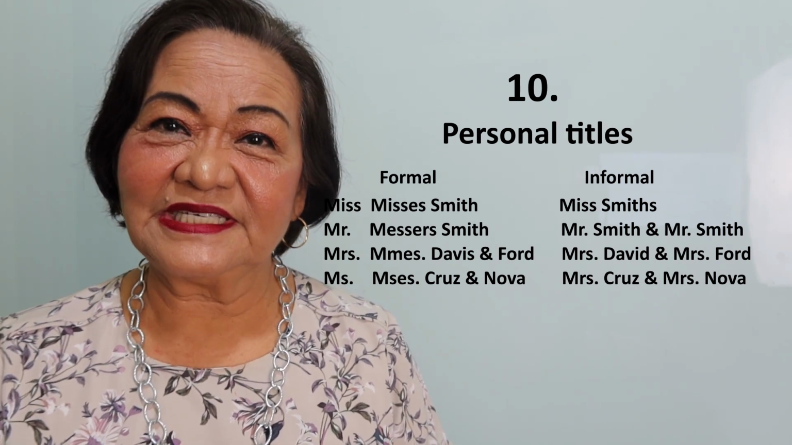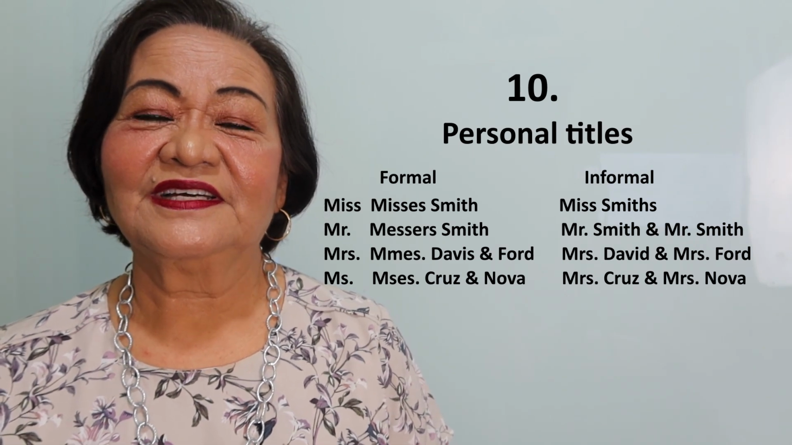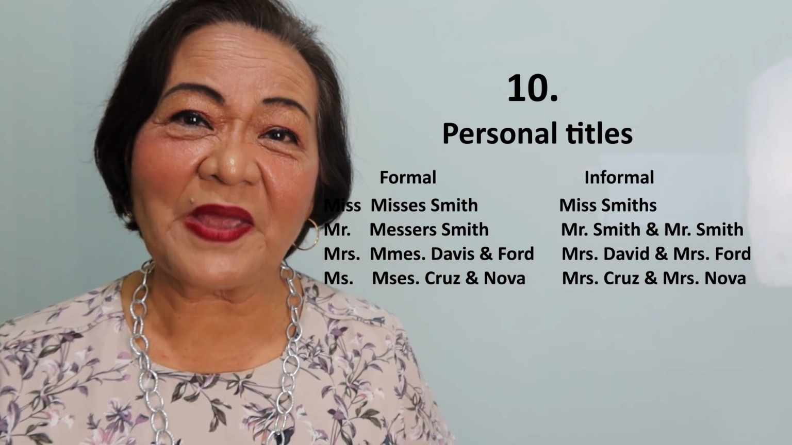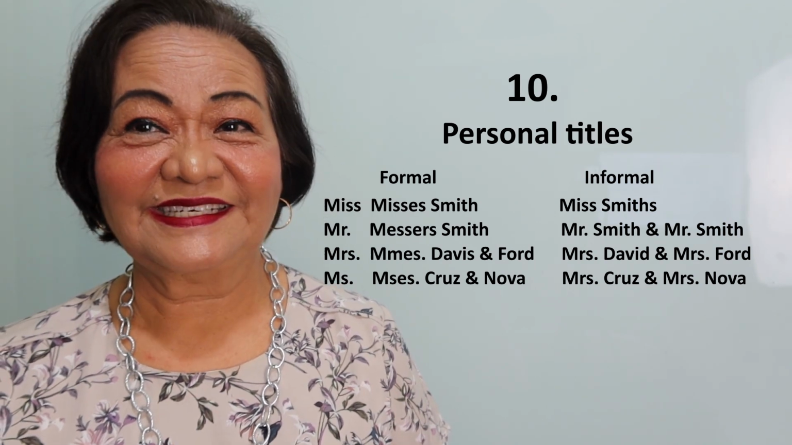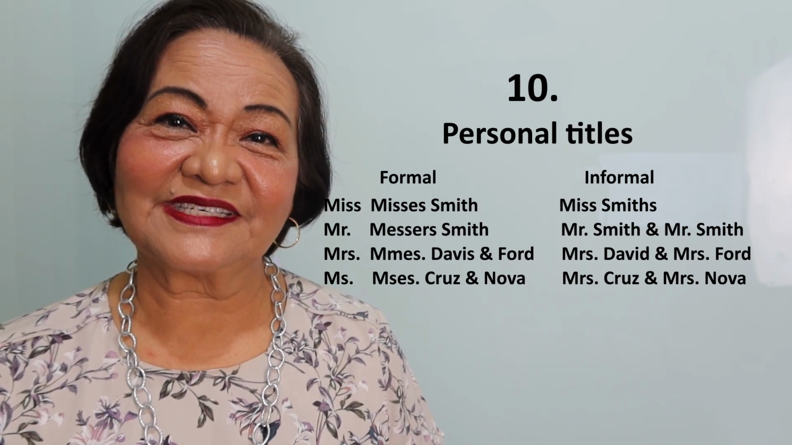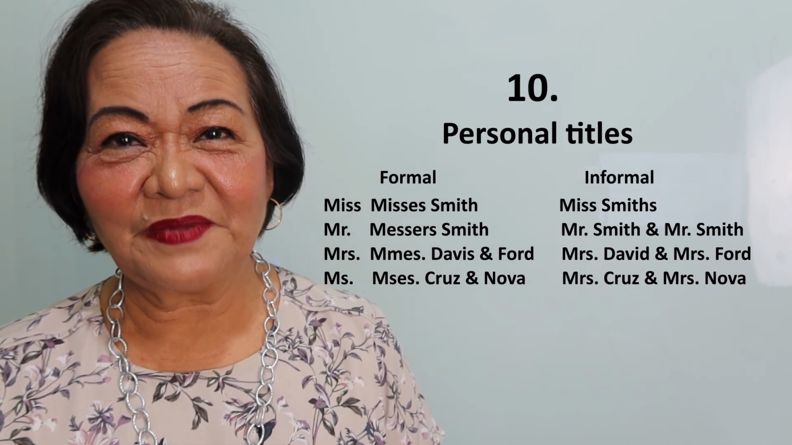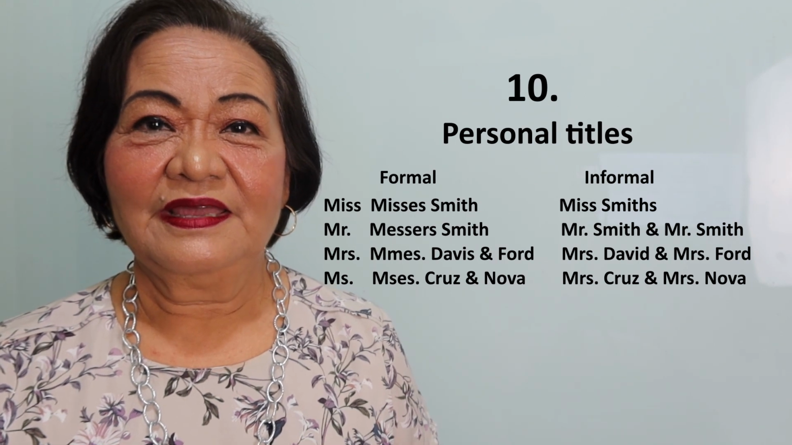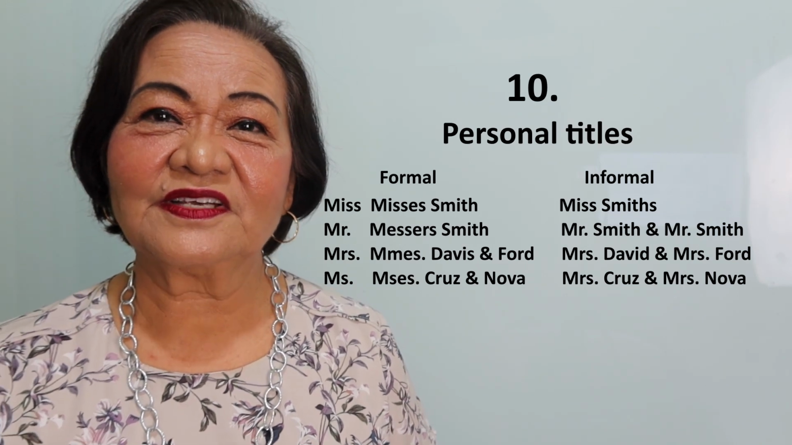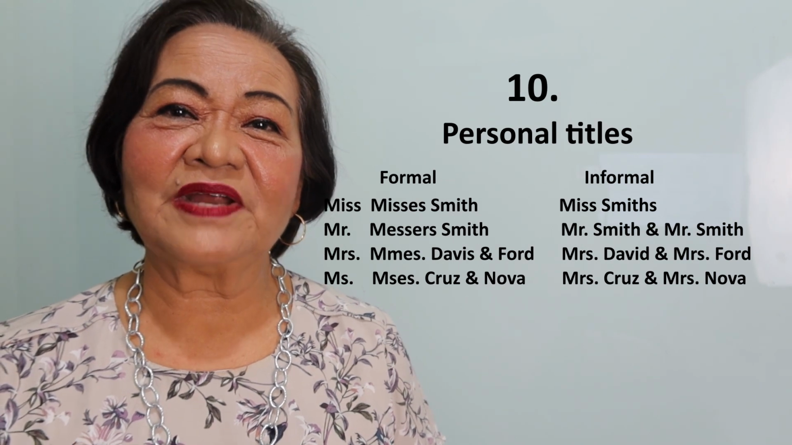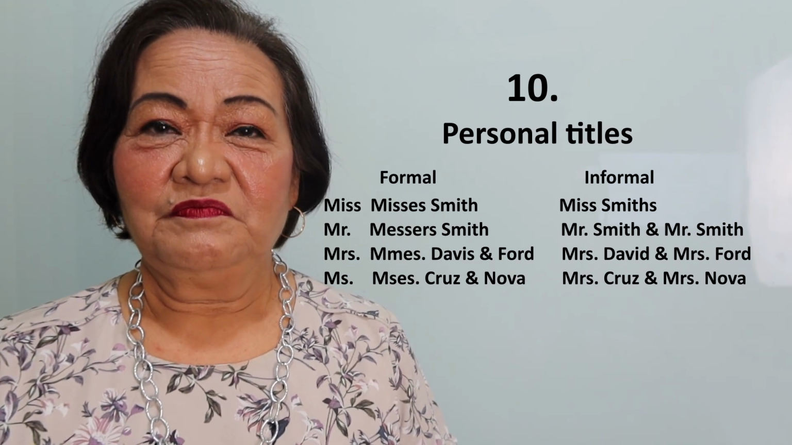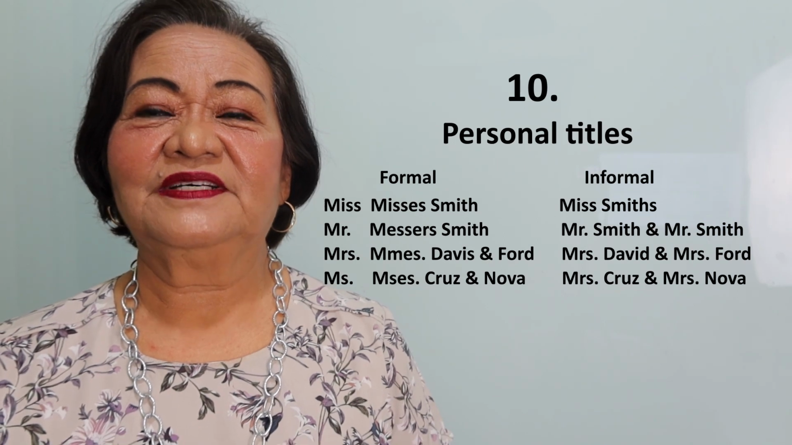Informally, you say Mrs. Davies and Mrs. Ford. There are ladies who wouldn't like to define themselves as married or single. So we respect them and give them the title Ms. So if there are two ladies surnamed Ms., the title is Mss. to the two ladies. So, Mss. Cruz and Nova. These are two ladies, either single or married, but they don't want to define themselves on either status. So, Mss. Cruz, Mss. Nova.